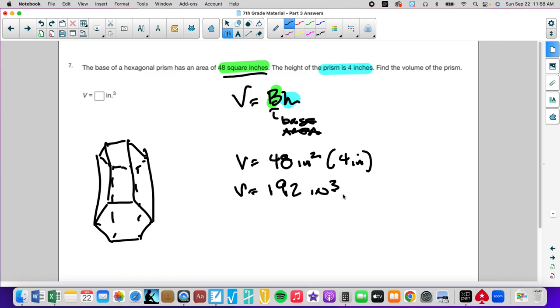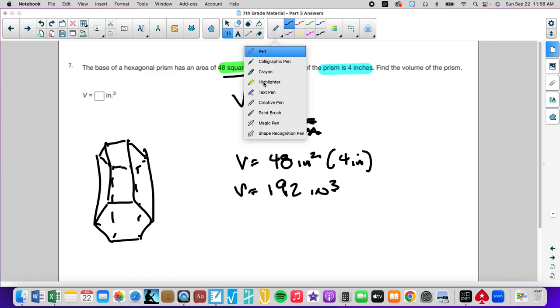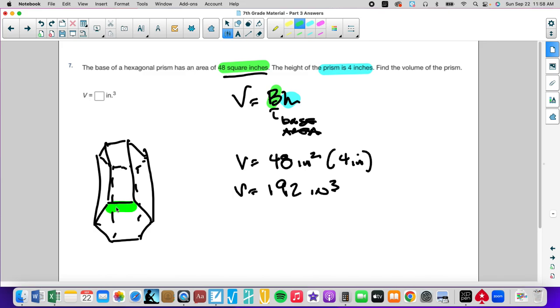So super easy, super nice, and we can do a little bit more highlighting. This is the base area, so that's going to be 48 inches squared, and then we multiply it by the height, which is 4 inches. That's all we're doing here.